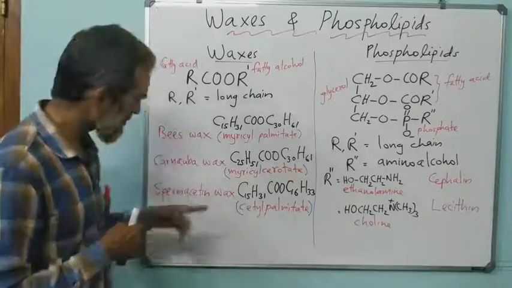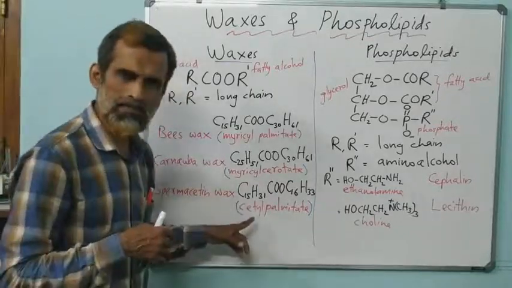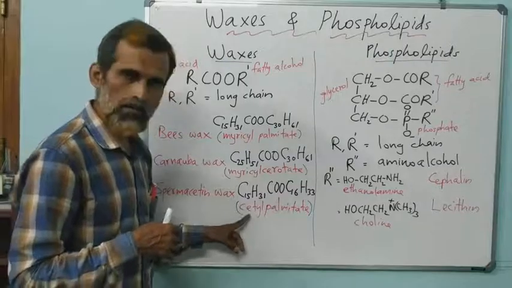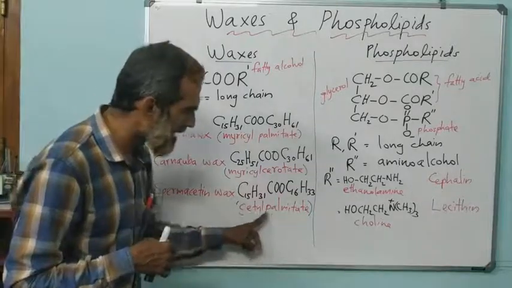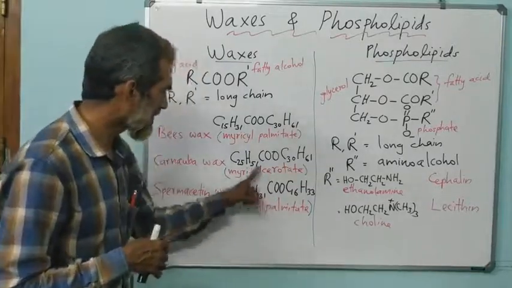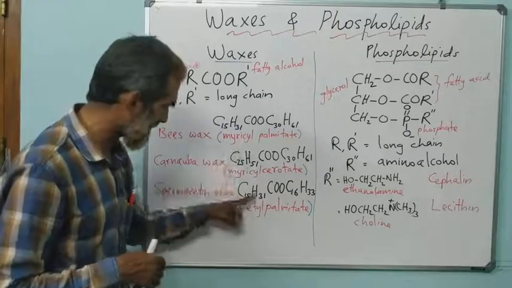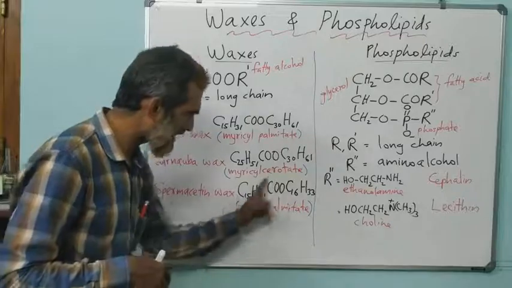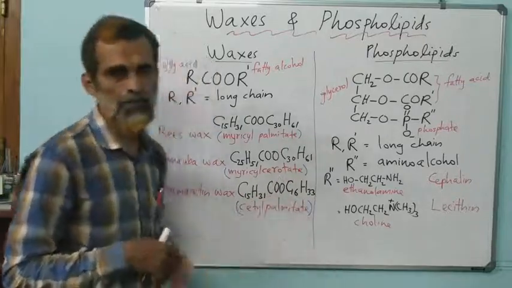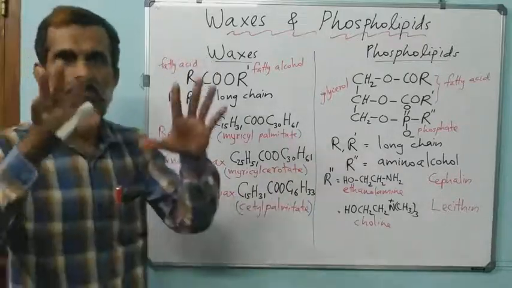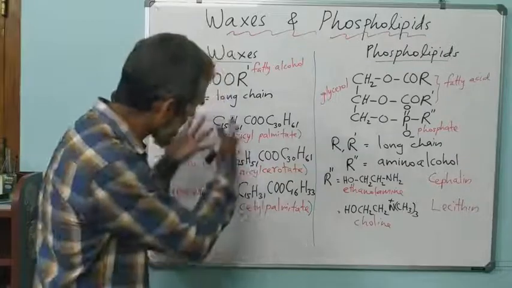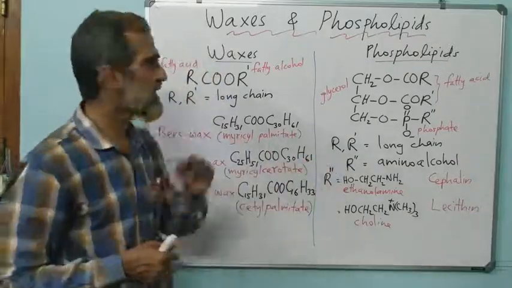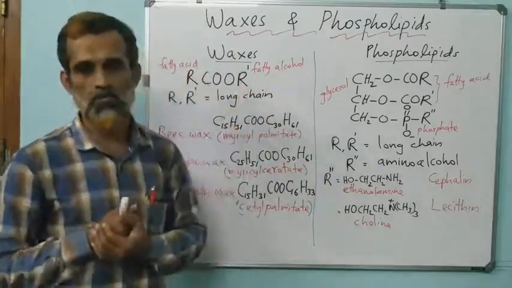and chemically its name is cetyl palmitate. Again, compared to beeswax, this part is the same. It is palmitic acid or palmitate, and this part is cetyl. So this is cetyl palmitate. So these are waxes. Any wax on hydrolysis will give two products, fatty acid and fatty alcohol.